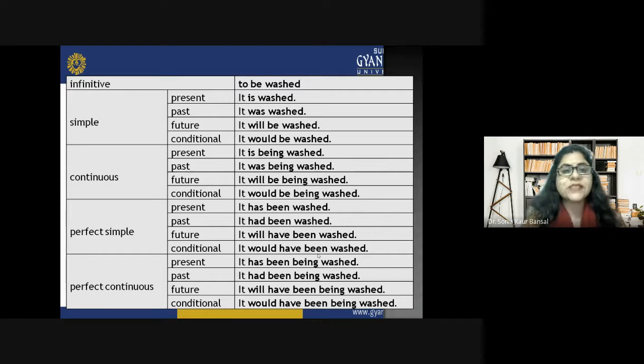Then in perfect simple, present tense, it has been washed. It had been washed in past tense. Then in future, it will have been washed. In conditional, it would have been washed. Now in present perfect continuous, it has been being washed. In past tense, it had been being washed. Then in future tense, it will have been being washed. In conditional cases, it would have been being washed. Now you have seen how you are going to change the verbs according to the form of the verb tense in the active voice. Clear, students?